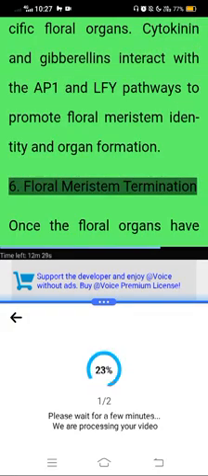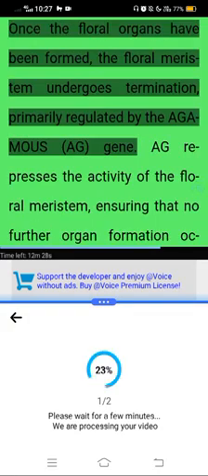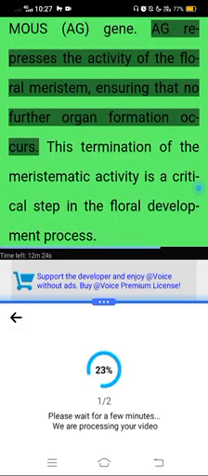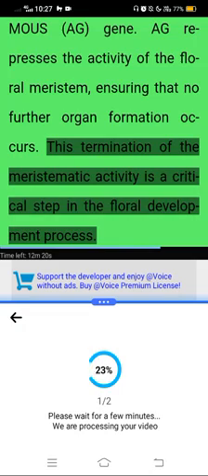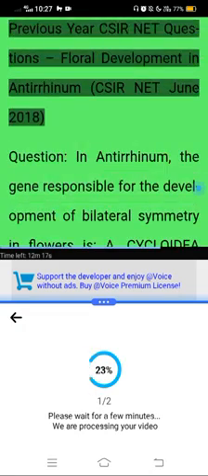6. Floral meristem termination. Once the floral organs have been formed, the floral meristem undergoes termination, primarily regulated by the AGAMOUS, AG, gene. AG represses the activity of the floral meristem, ensuring that no further organ formation occurs. This termination of the meristematic activity is a critical step in the floral development process.